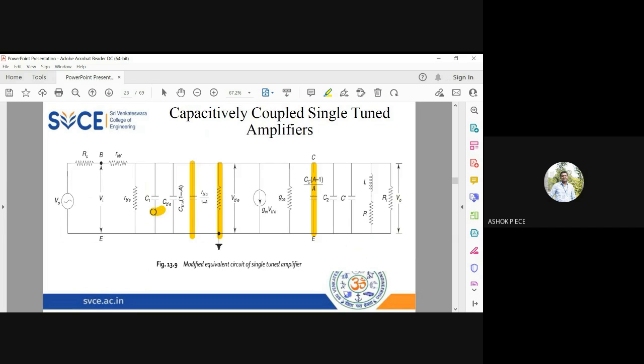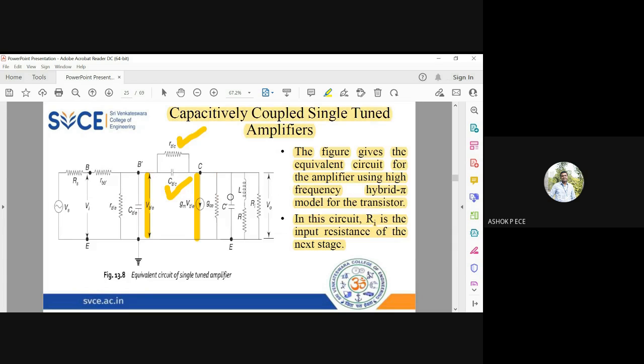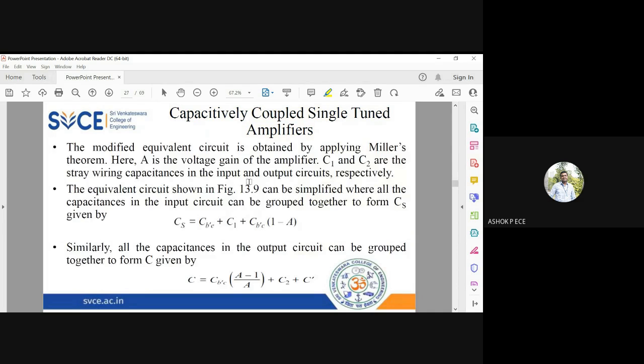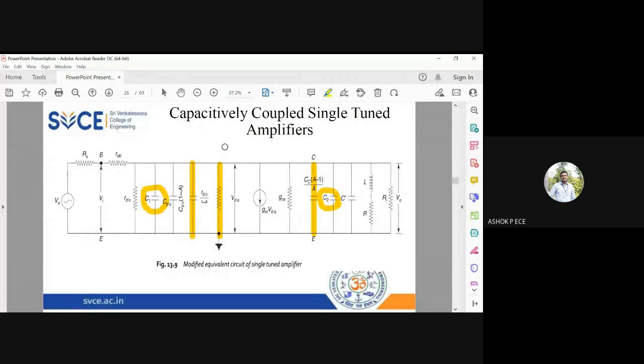And additionally, you see, I am adding two capacitances, C1 and C2. They were not there in the previous diagram, but here I am adding C1 and C2, which are the stray wiring capacitances in the input and output circuits respectively. Whenever you have a capacitor, definitely you will have a wire coming out of the capacitor that is going to contribute to your capacitance. So C1 and C2 I am adding externally, which will contribute to the stray capacitance at the input side and the output side. Okay, so now I have decomposed everything.